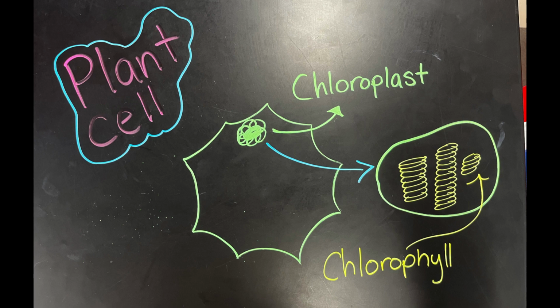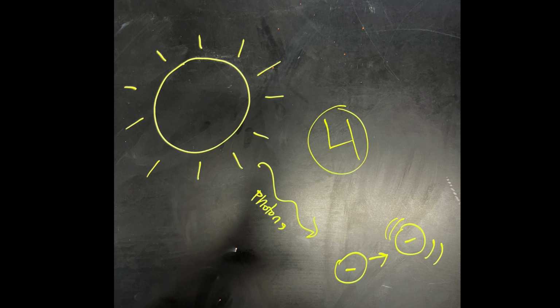The action happens in an important organelle of the plant cell, the chloroplast, specifically in the pigment called chlorophyll, which reflects green light. The sun's energy hits electrons in the chlorophyll and excites them.